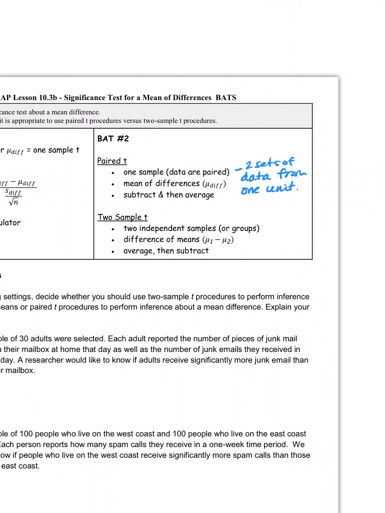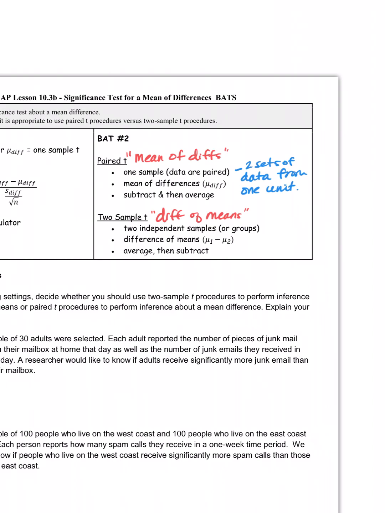Some language that you sometimes see, just hold on for the ride here. Matched pair is the mean of the differences. Two sample is the difference of the means. See how similar that is? It's very confusing, isn't it? Mean of the differences means you subtract first and then you treat it as one. Difference of the means is completely different.